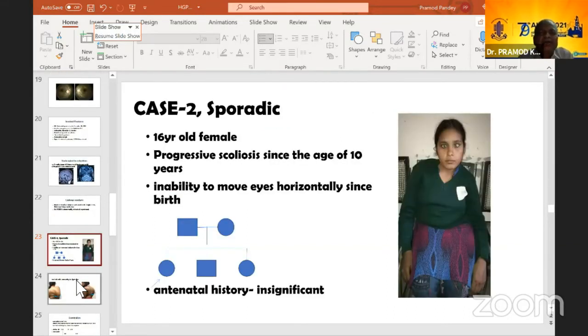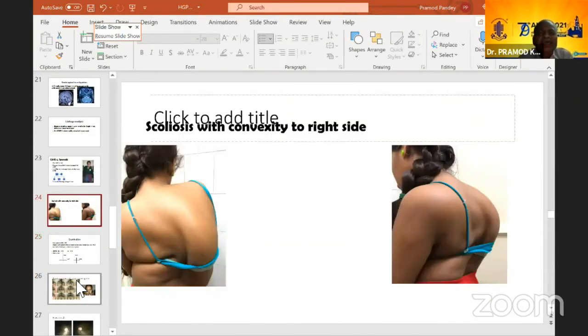Now, another case I want to show is a sporadic case, another 16-year-old female. There's progressive scoliosis since the age of 10 years, she says, and inability to move her eyes horizontally since birth. There was no family history in this patient, and antenatal history was insignificant. Now, this is again showing right scoliosis. As you can see, in all three patients, I have shown right scoliosis. I don't know why it is only happening to the right.